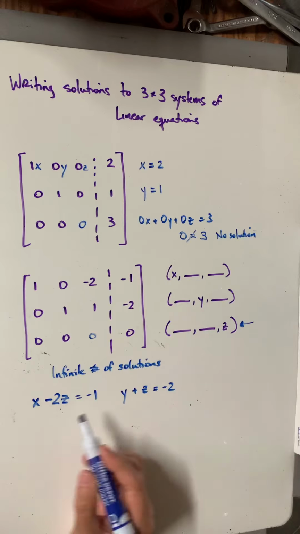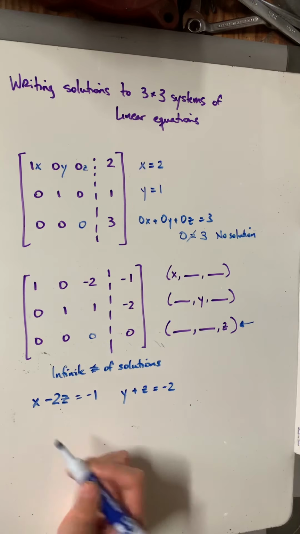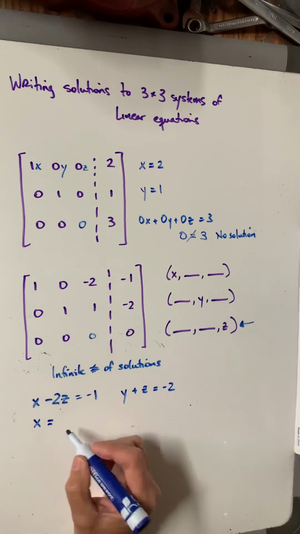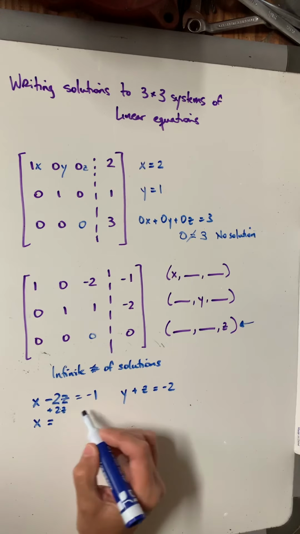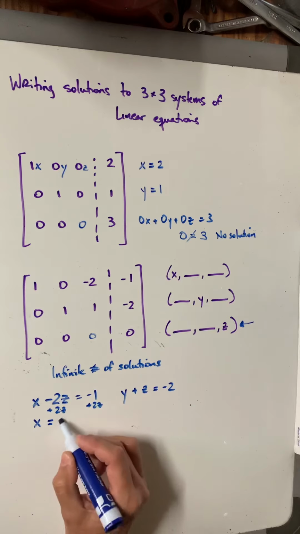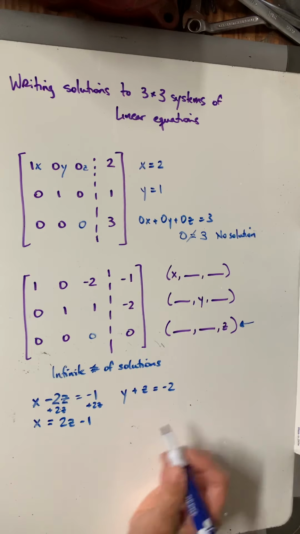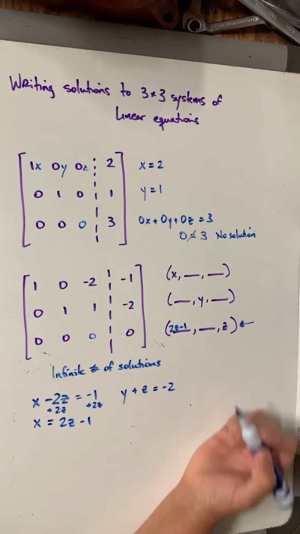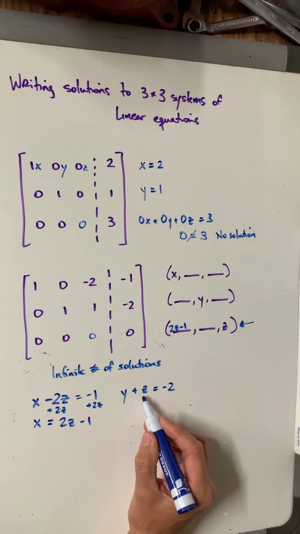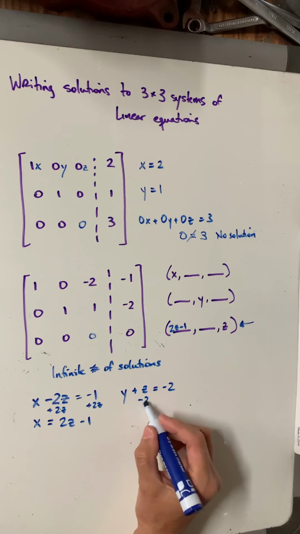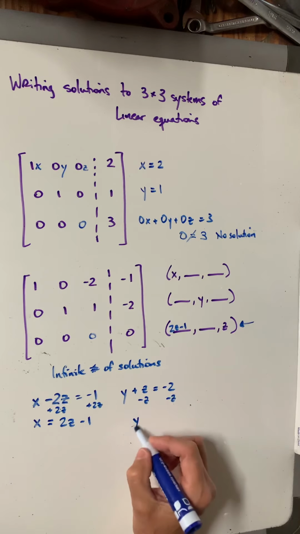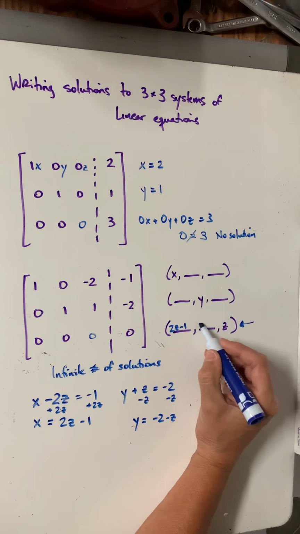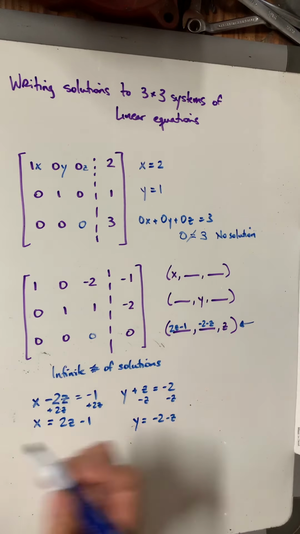So what you want to do is, we're choosing the z. We're going to solve this for the non-z. So I'm going to get x equals, and I'm going to add 2z to both sides. So if I add 2z, I get 2z minus 1. So that's what goes in the x position, 2z minus 1. And then here I would solve it for the y. So I subtract z, and I get y equals negative 2 minus z. So that goes into the y position. And there it is.